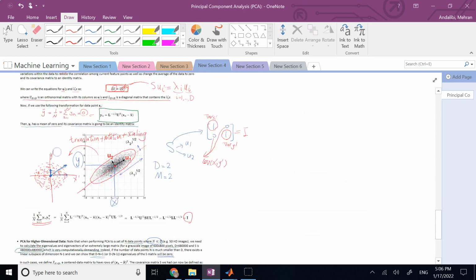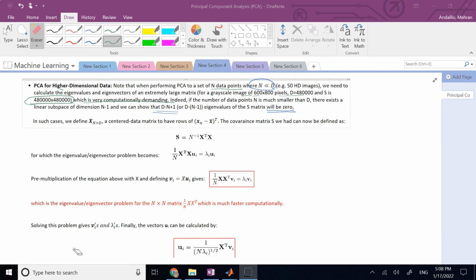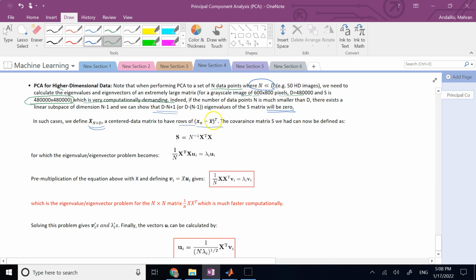So what can you do to avoid that big computation? Here you form a matrix X. Each row of that matrix will be an xn minus x bar, transposed. So you have x1 minus x bar, the transpose of that, then x2 minus x bar, the transpose of that, all the way down to xn minus x bar, the transpose of that.